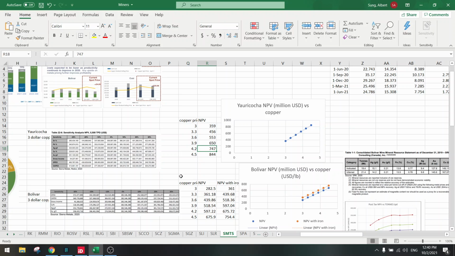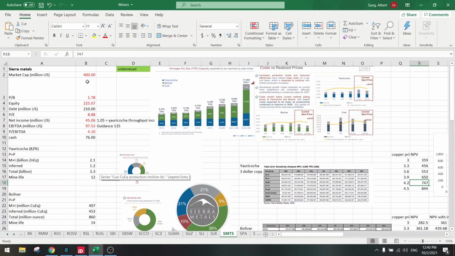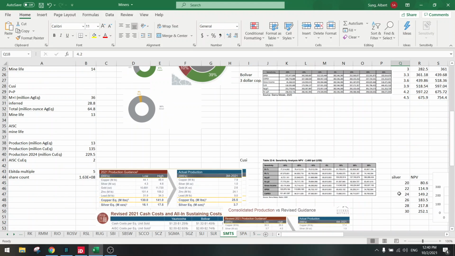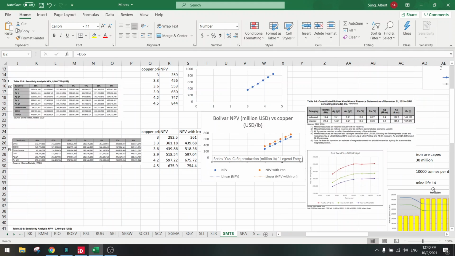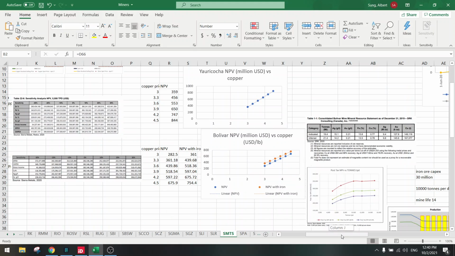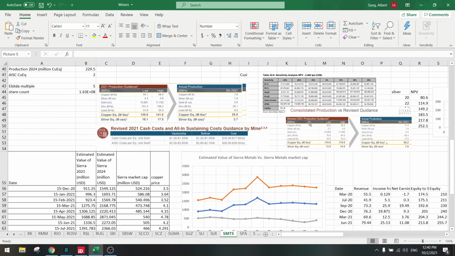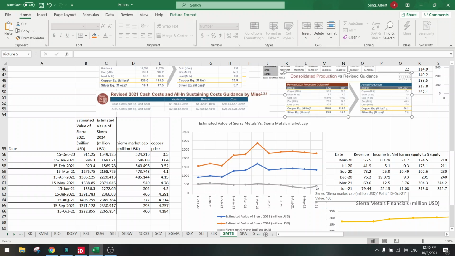So 420, and then we have the Yauricocha. Copper price 4.2, also 700 million NPV. So let's just add another 400 to that. Then we have 800 million of value currently. So basically, we can double from the current price if everything stays the same. If copper stays the same, silver goes back to 25, then we can double in price right now on Sierra Metals. Based on the NPVs here, based on the production increase in 2 years, and based on COVID going away and going back to previous guidance. So this can easily double to here.